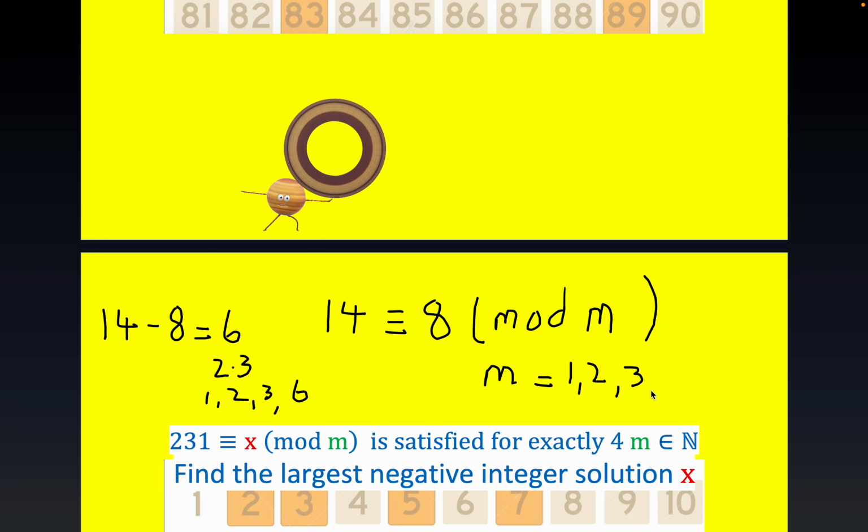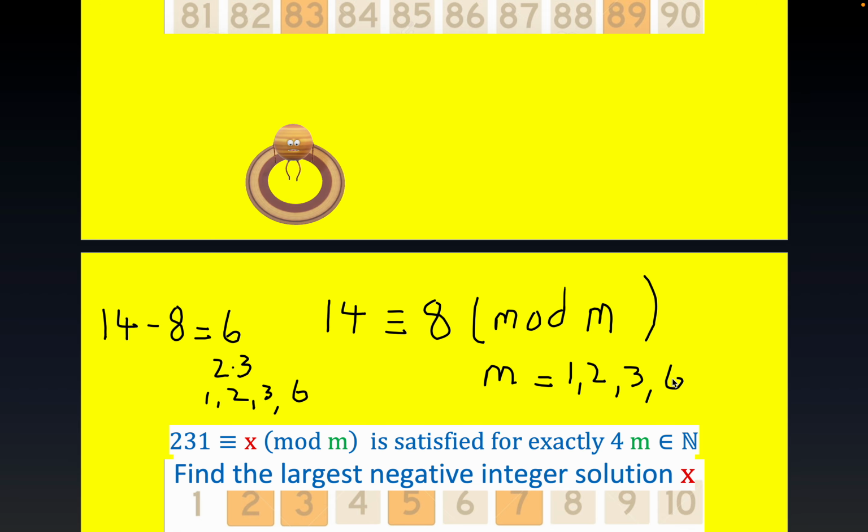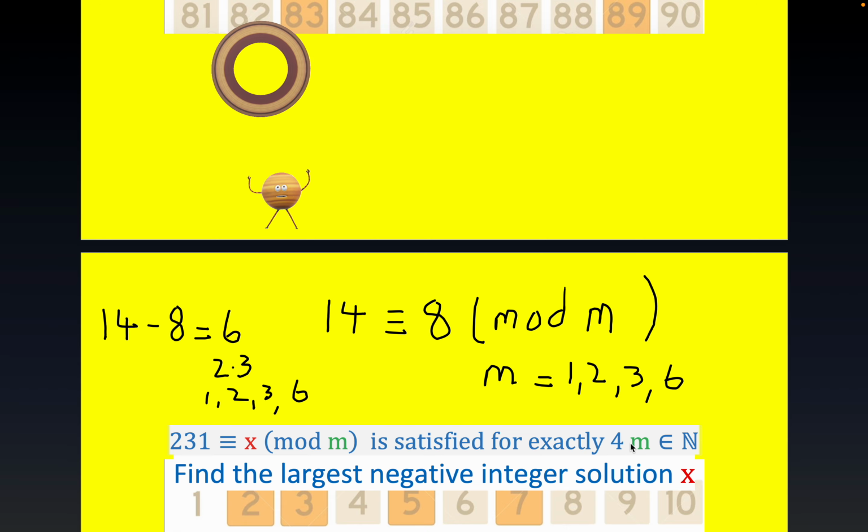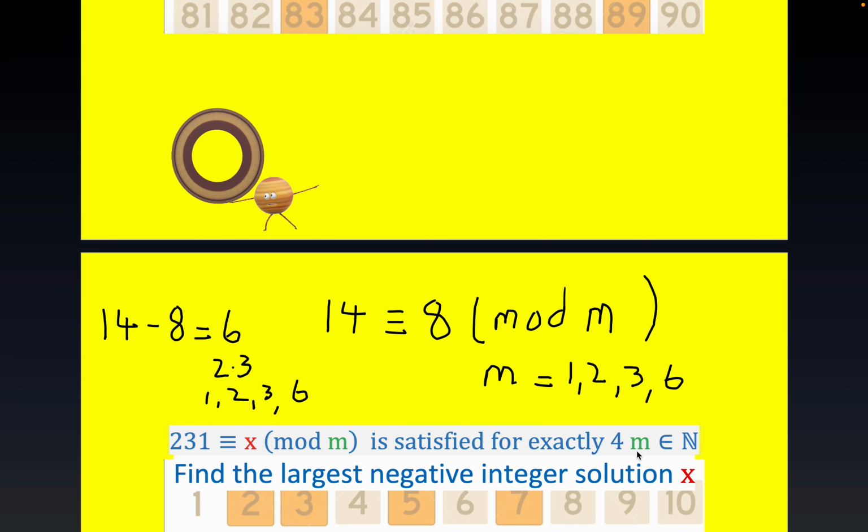Okay, folks, so you get the drift here, and that's what we're doing right here. We have an unknown value x, and then we're given that there are exactly 4 m that satisfy it. And the m, a member of the natural numbers, means positive integers, okay? So we're looking for the largest negative integer that takes care of business here. All right, so let's move along.